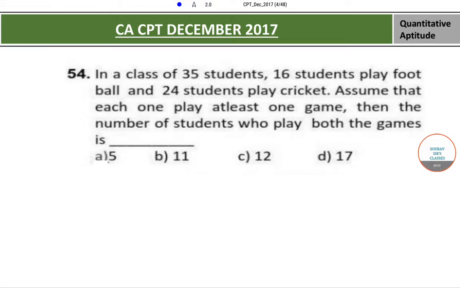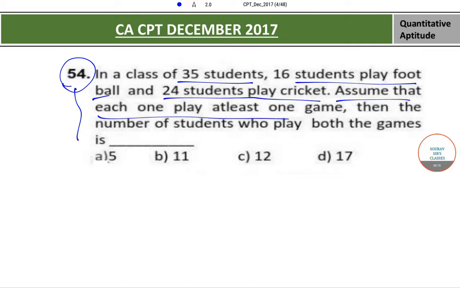Hello students, the next question is question number 54. As you can see, this question is from set theory. It says that in a class of 35 students, 16 students play football and 24 students play cricket. Assuming that each one plays at least one game, the number of students who play both the games is 5, 11, 12 or 17.